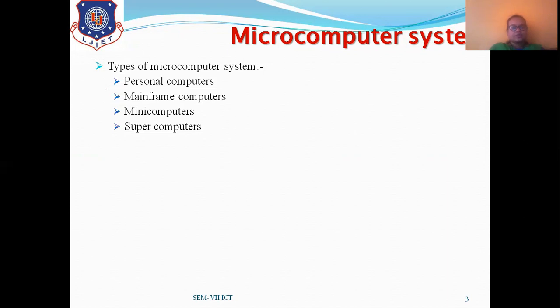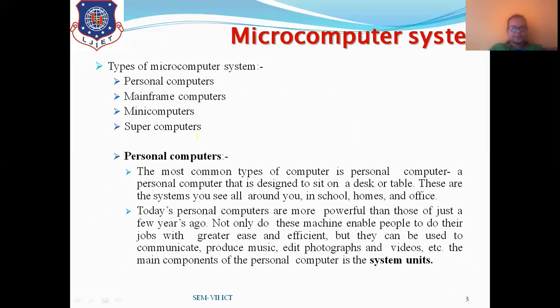There are a total of four types of microcomputer systems. First, personal computers. Second, mainframe computers. Third, mini computers, and fourth, supercomputers. These four types of microcomputers we will see in detail. First type, personal computers.